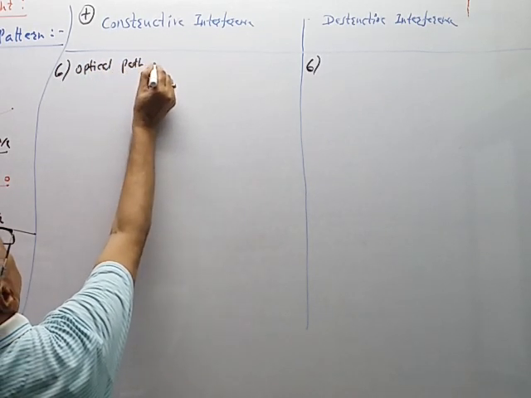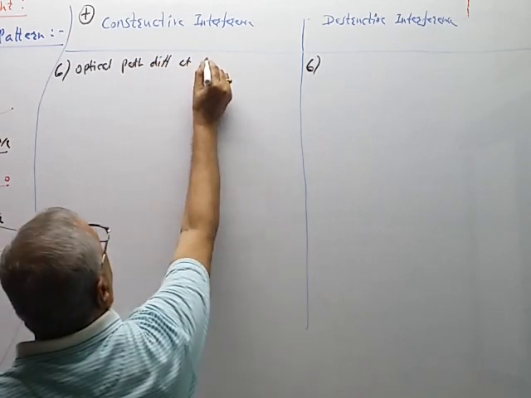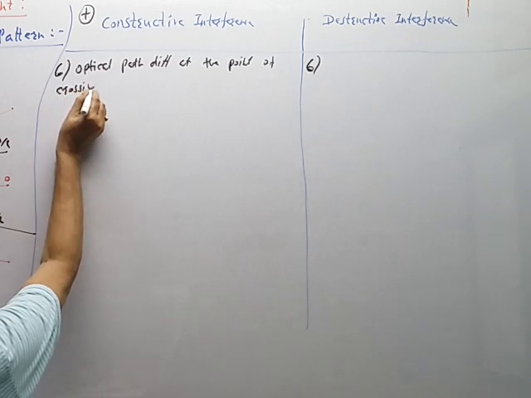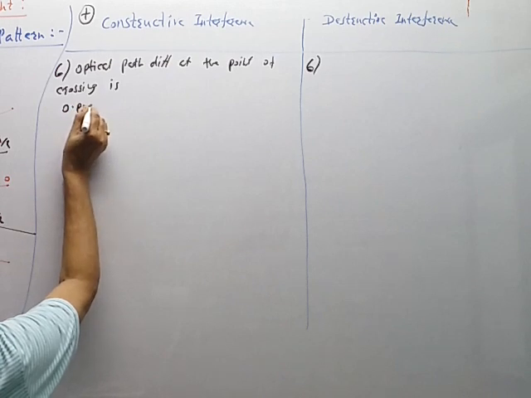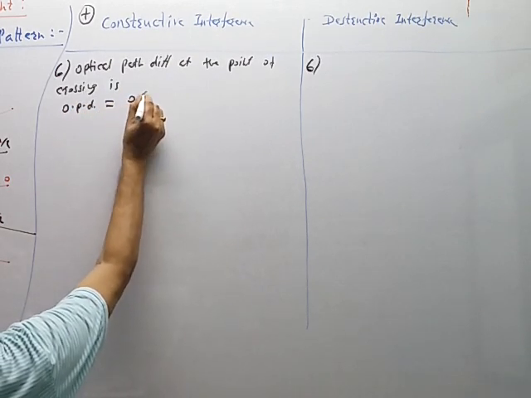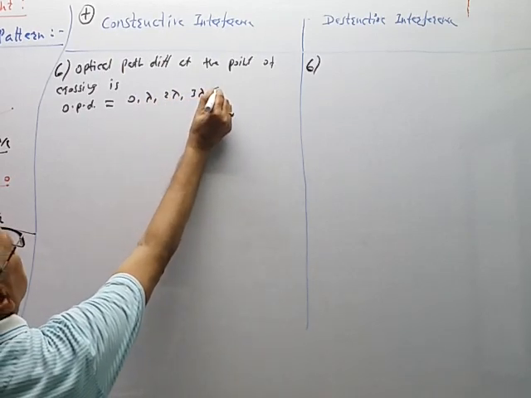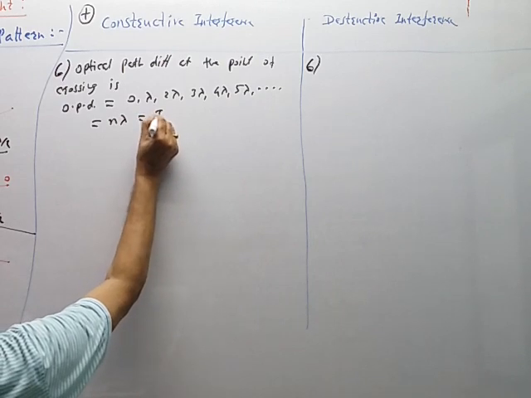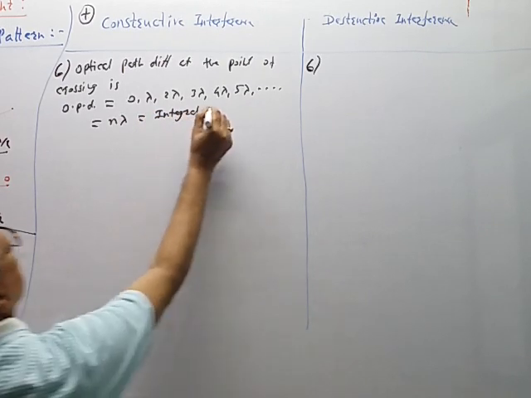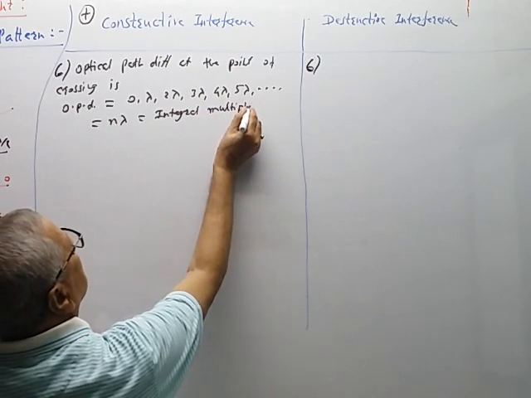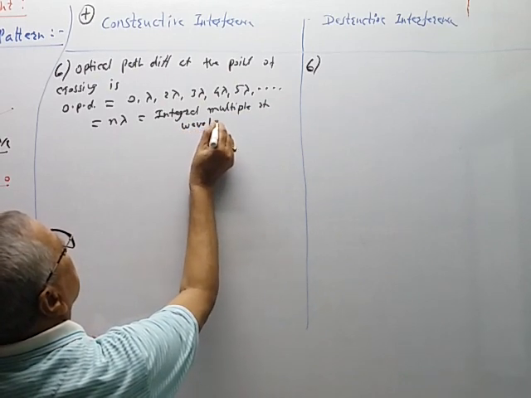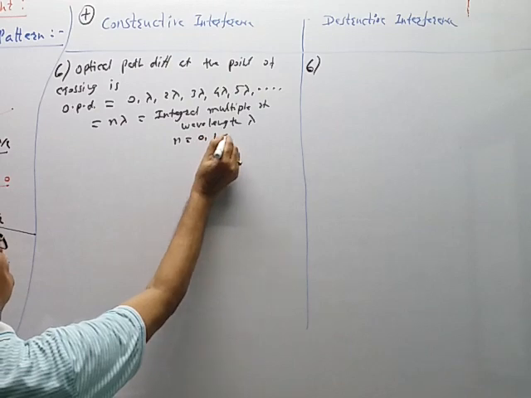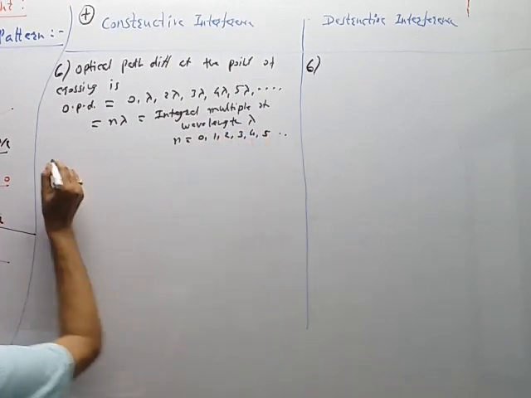Optical path difference at the point of crossing is OPD equal to 0, lambda, 2 lambda, 3 lambda, 4 lambda, 5 lambda, etc. So this is equal to n lambda, or integral multiple of wavelength lambda, n is equal to 0, 1, 2, 3, 4, 5, etc.